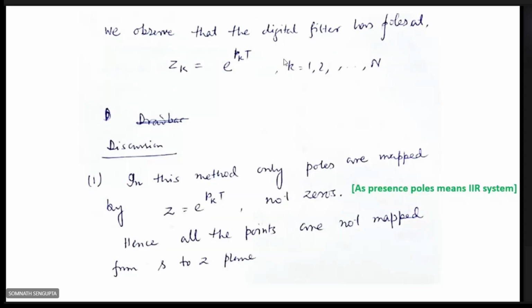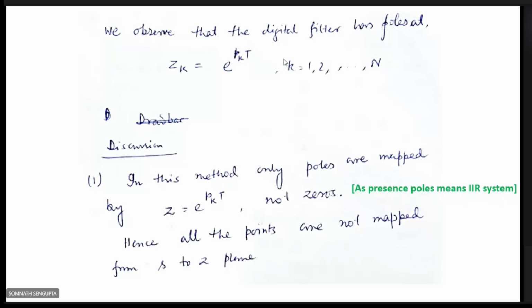So in place of s, we write s in the s domain, or continuous or analog domain. S represents particularly the pole pk, poles in the left half s plane. Now in the z domain, this pole becomes e to the power of pkT, where T is the sampling interval. In this method only poles are mapped, by z equals e to the power pkT, not zeros.